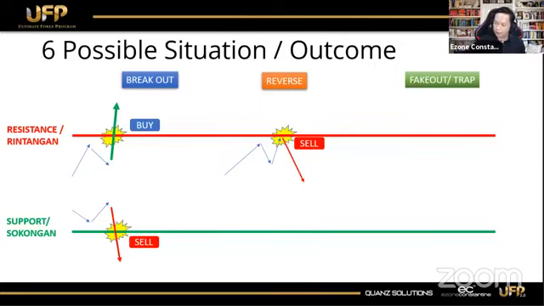Faham ke faham ni? Alright, how many of you understand this? Okay, get this one right, yeah? Okay, now, this is for example, if they touch at the high resistance level, okay?